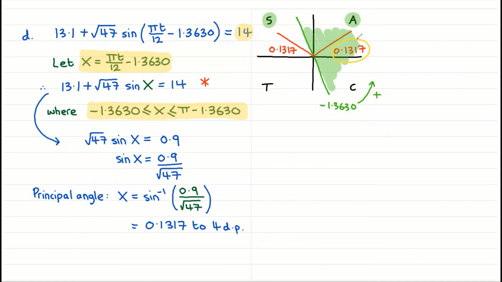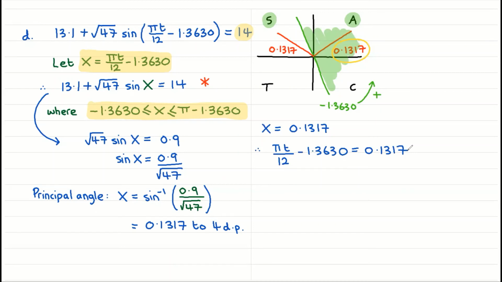So we're going to use this and set this equal to X. So we have X is equal to 0.1317. All right, and then we just substitute the pi t, etc. back into this. So pi t over 12 subtract 1.3630 must equal 0.1317. All right, so we substitute. So we go back to our calculator now and we solve for t.